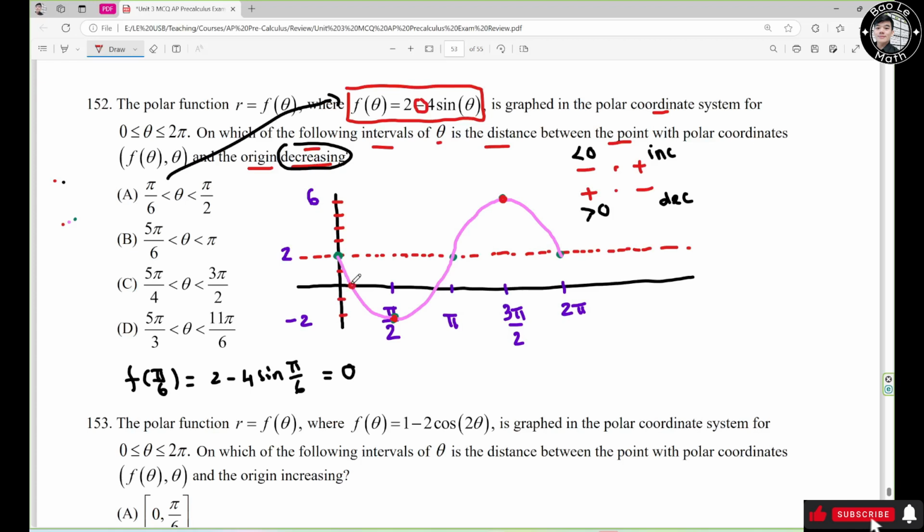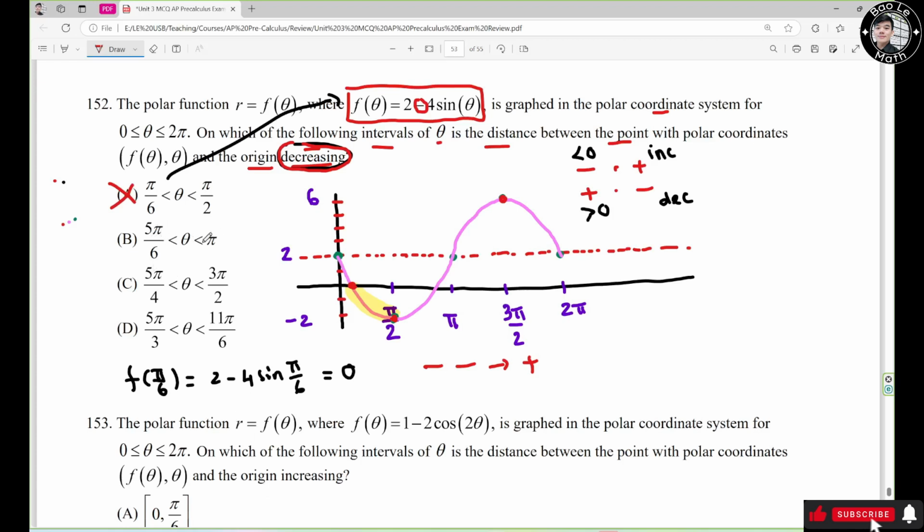So it could be right here. The interval is from here to here, and this interval is below the axis, so it's negative. And it's decreasing, because it's going down. Negative times negative is going to be positive, but we need negative right here. We need decreasing. So the answer choice A is wrong.